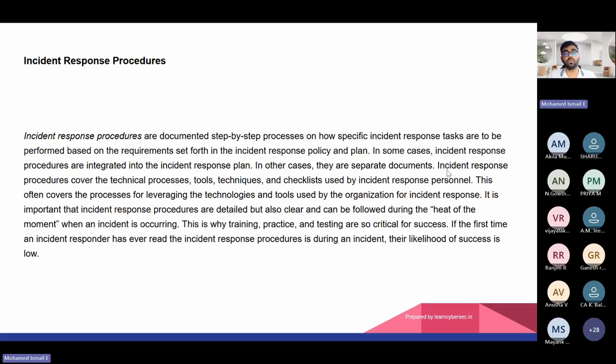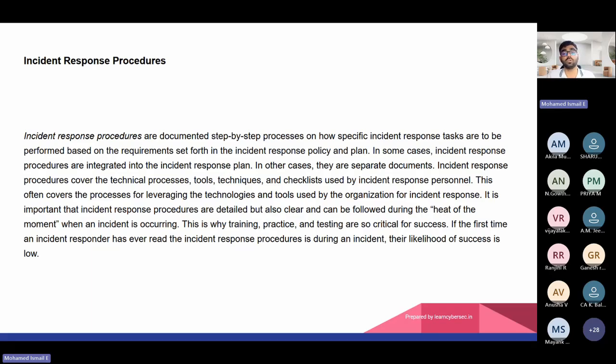So now come to incident response procedure. As I don't like to modify the statement, I put it the same as the statement given in the textbook. Incident response procedures are a documented step-by-step process. What you should do during a security incident, what you should do if there is a hacking. These are security incidents.